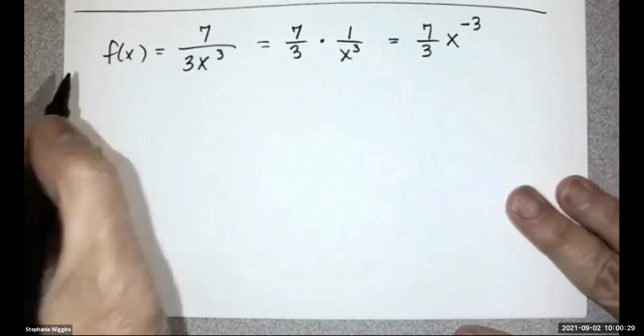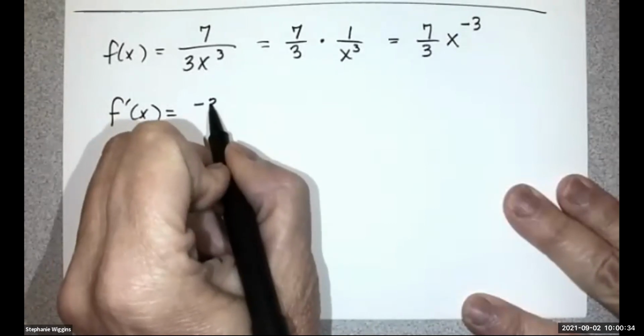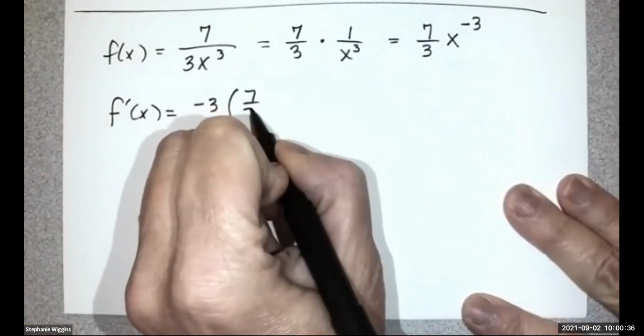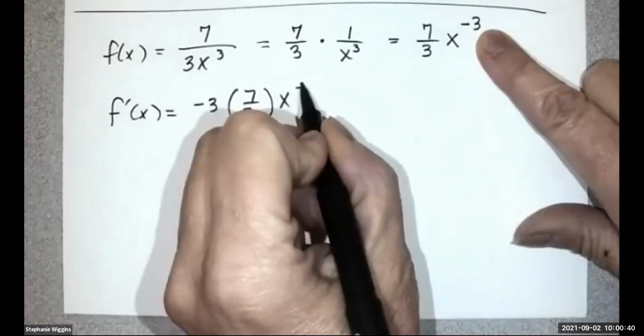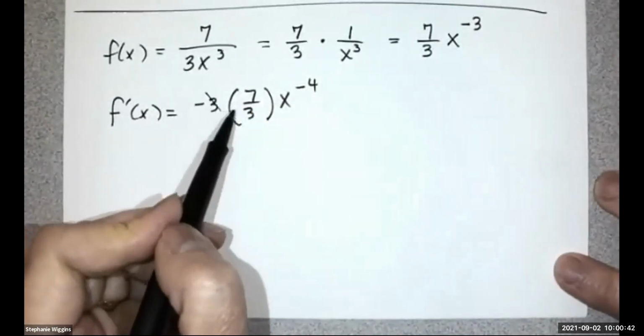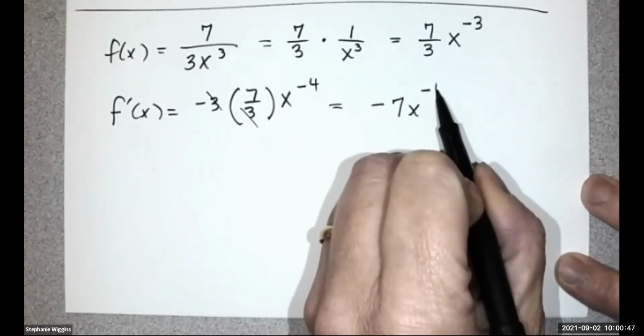Now we can go ahead and take the derivative, and it becomes negative 3 out front times 7/3, and then we subtract 1 from negative 3 to get negative 4th. The 3's, of course, cancel, and we get negative 7x to the negative 4th.